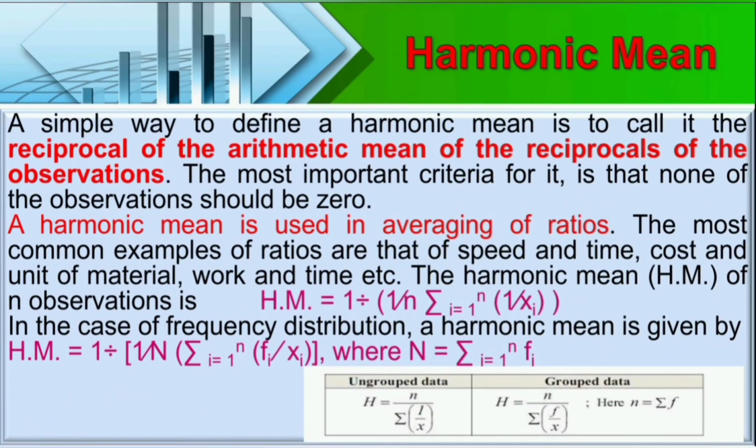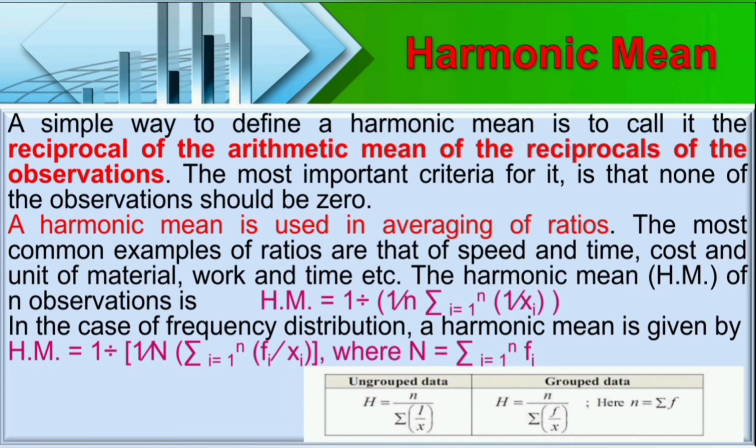Harmonic mean. A simple way to define a harmonic mean is to call it the reciprocal of the arithmetic mean of the reciprocals of the observations. The most important criterion for it is that none of the observations should be 0. A harmonic mean is used in averaging of ratios. The most common examples of ratios are rate, speed and time, cost and unit of material, work and time, etc.